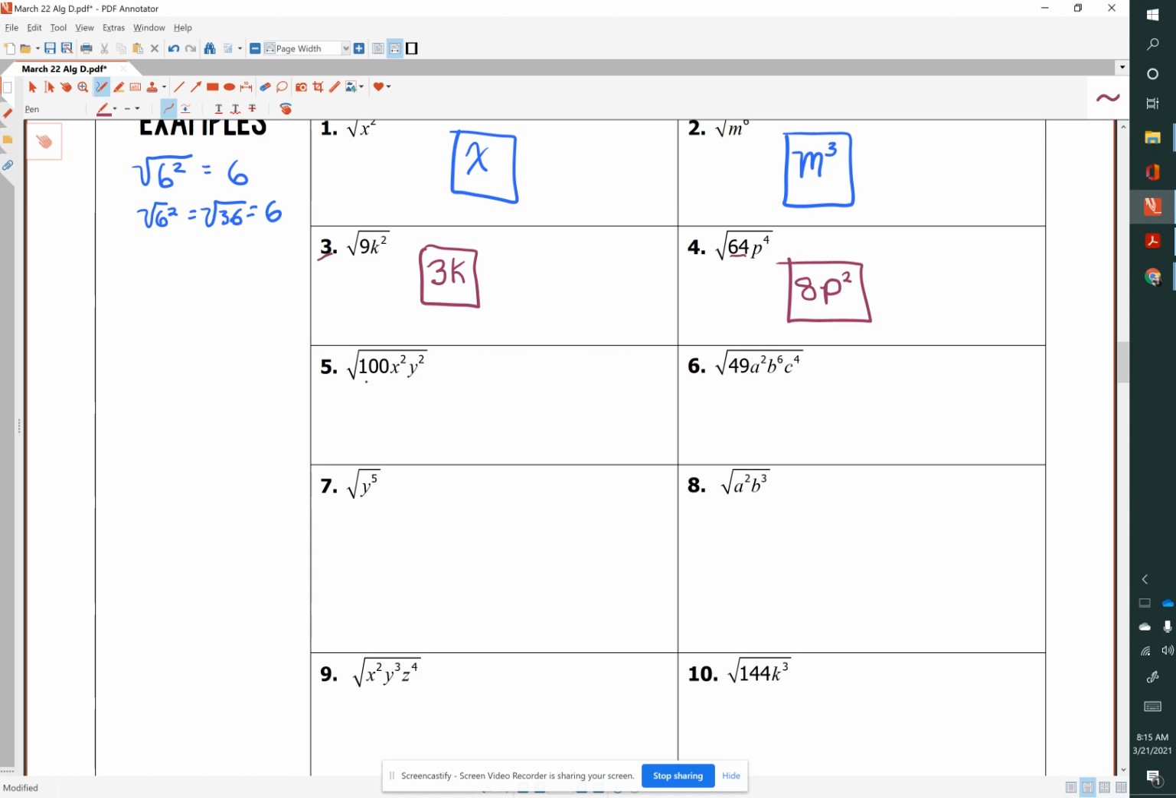Number 5, the square root of 100 is 10. x, 2 minus 2 is 1. y, 2 minus 2 is 1. And those exponents of 1 become invisible. And then number 6, the square root of 49a squared b to the 6th c to the 4th. The square root of 49 is 7. And a, 2 divided by 2 is 1. b, 6 divided by 2 is 3. And c, 4 divided by 2 is 2.